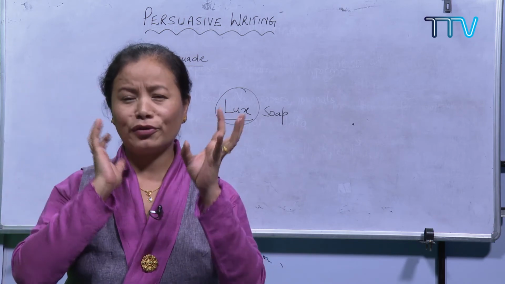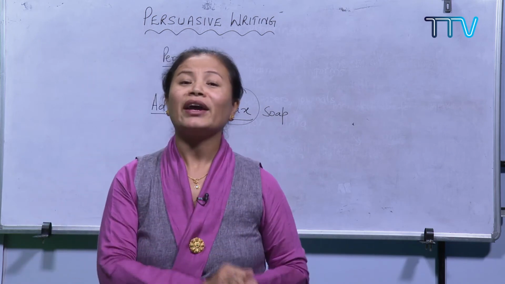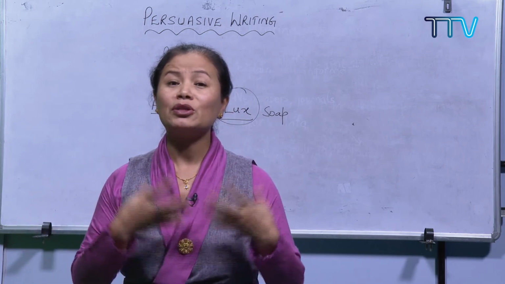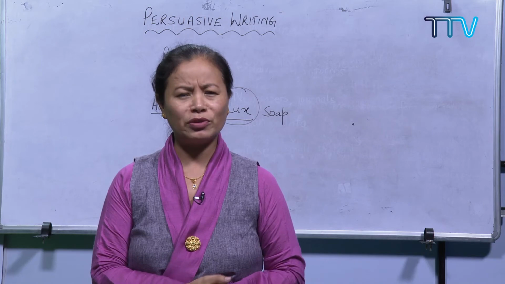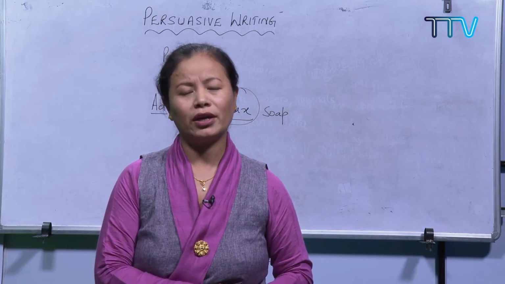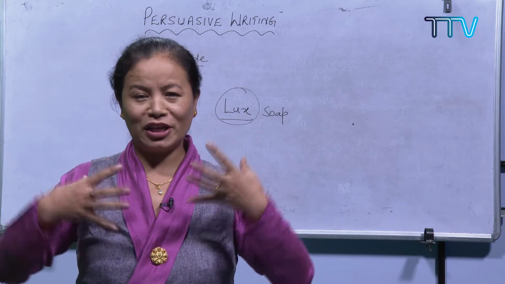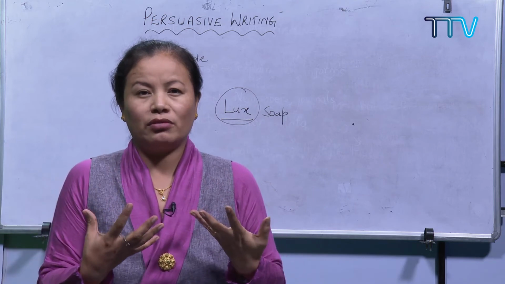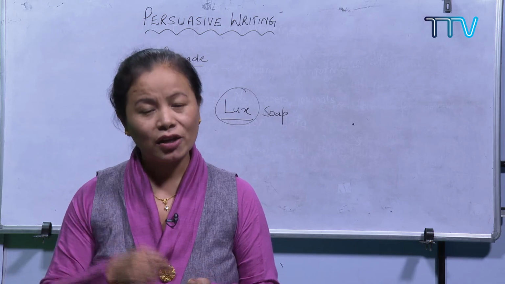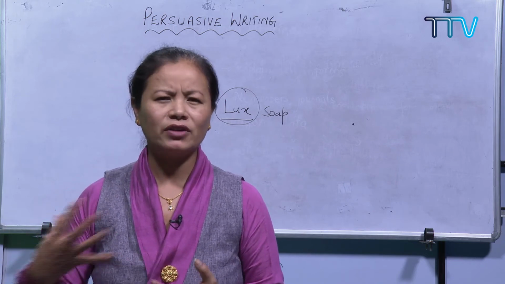And then you can use your expressions, your gesture. But when it comes to writing, the problem is the readers are not able to see you, isn't it? So what you need to be very careful about is your points need to be very strong, okay? Because you are not able to show your physical appearance, your gesture, your body language, but your written piece should show the readers rather than telling. Okay, you have to convince the reader.